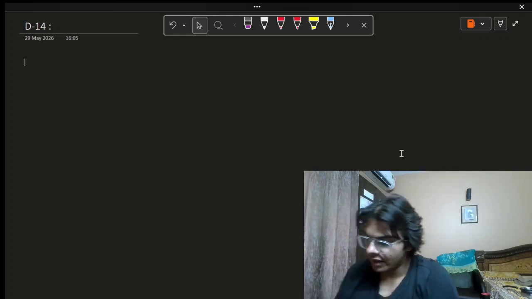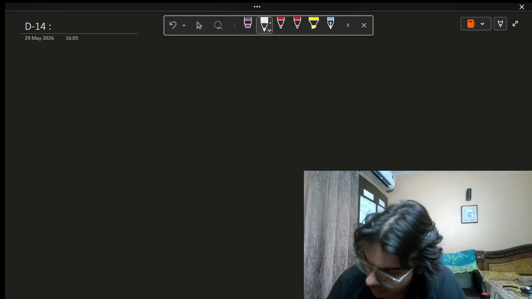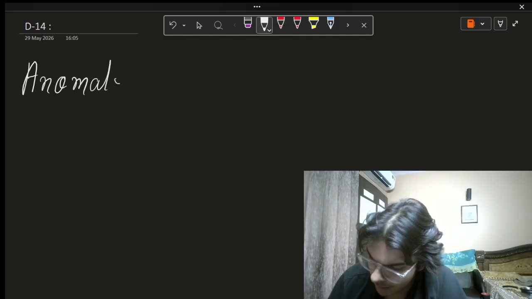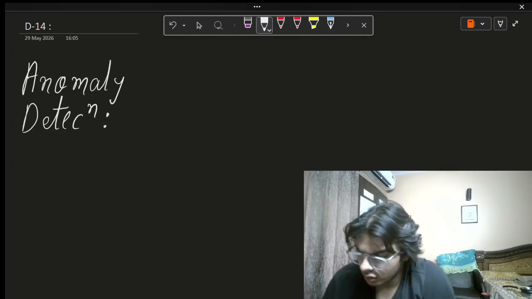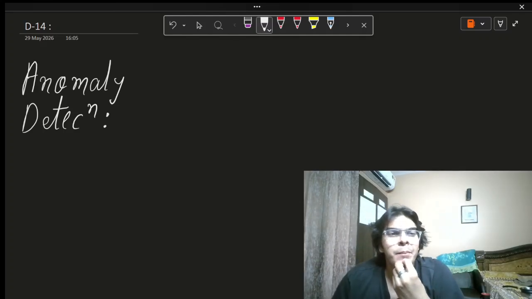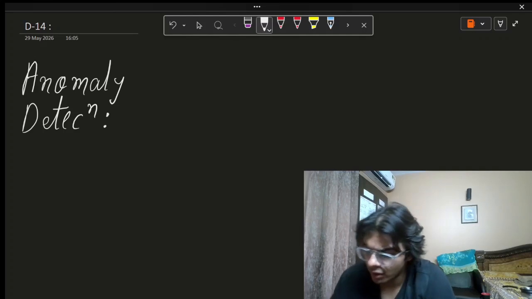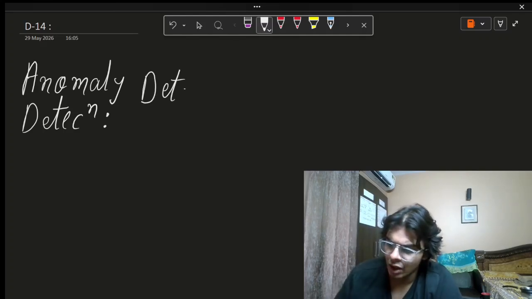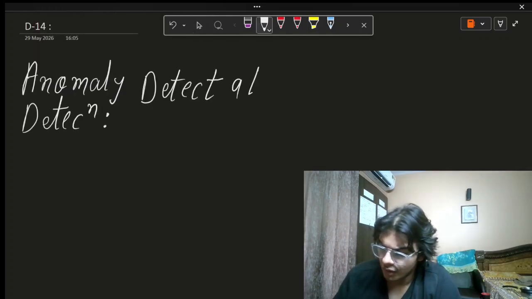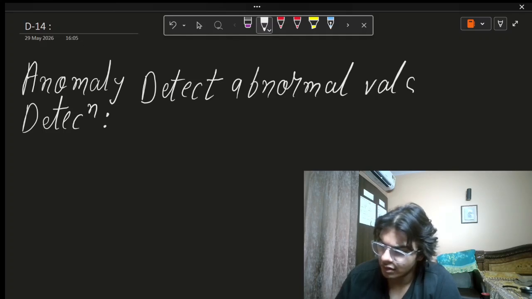Okay, so as I said, today what we have on our hands is anomaly detection. Of course, in general terms, we can say we have to detect abnormal samples in the dataset, right? There are going to be some normal values in the dataset, and there are some abnormal values. So we have to detect the abnormal values in the dataset. Sure, we can say this.